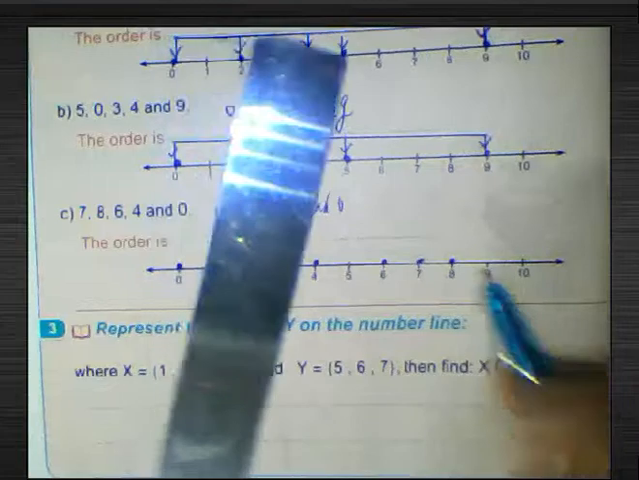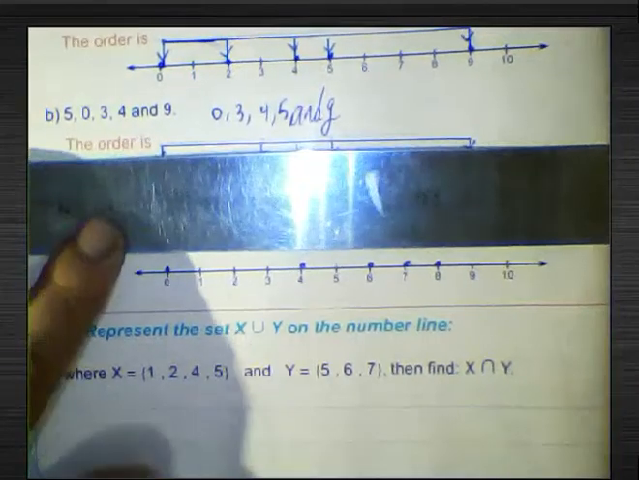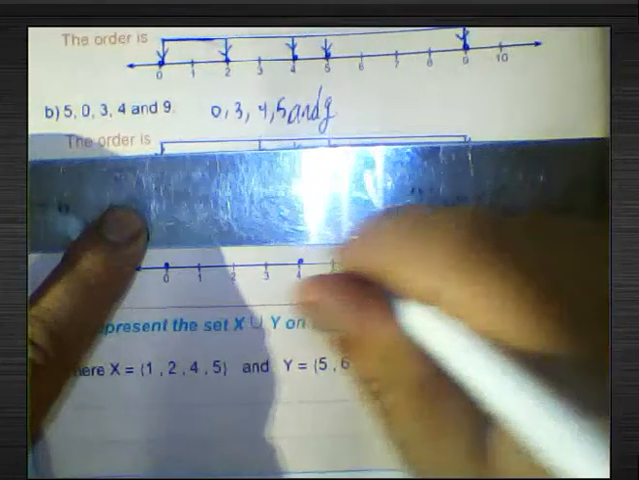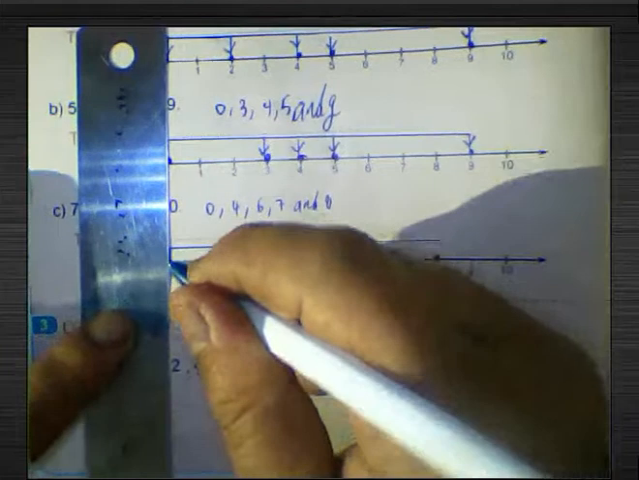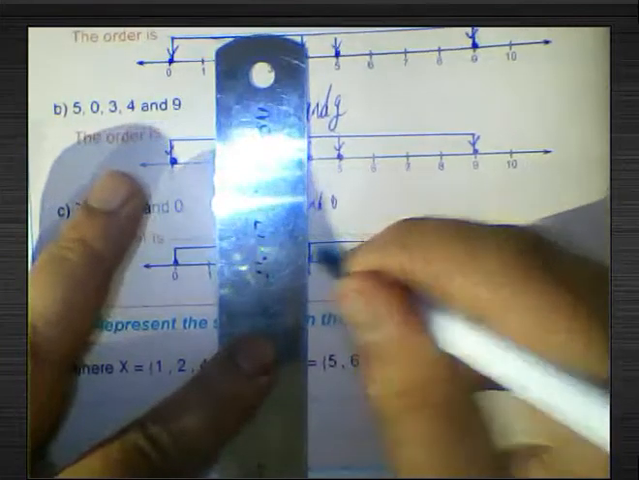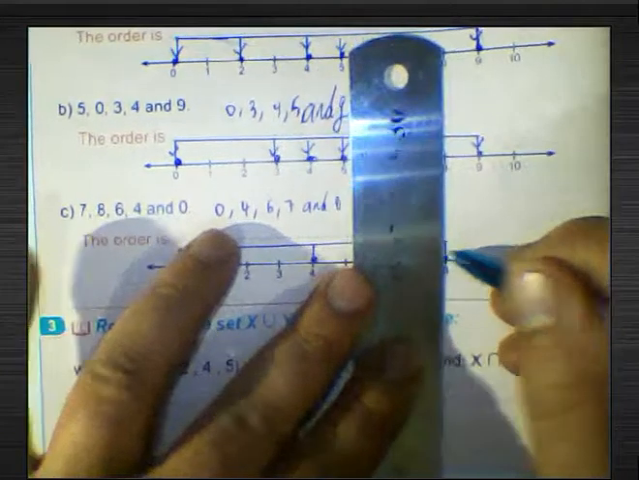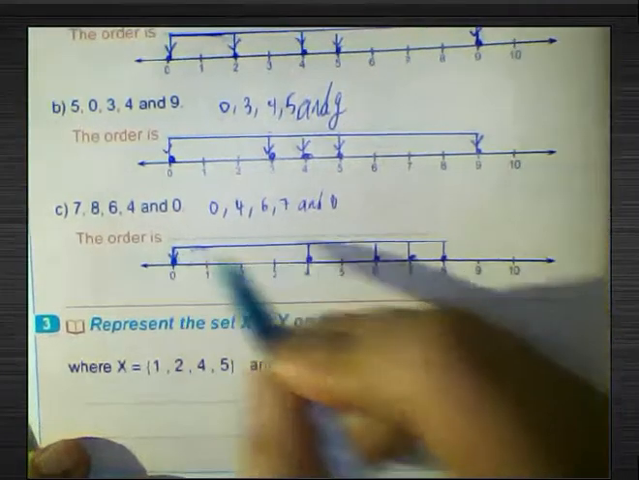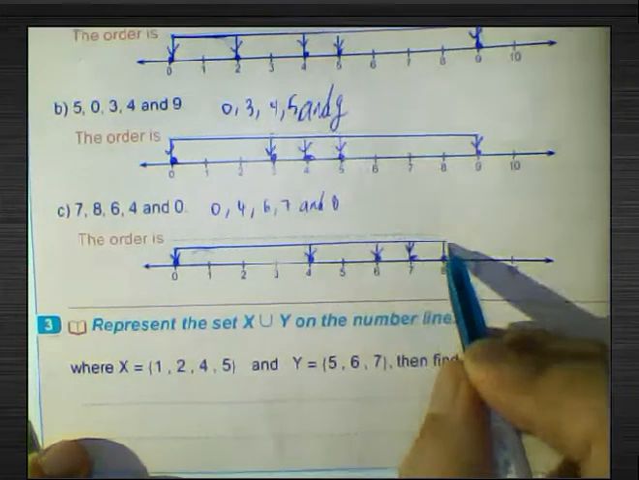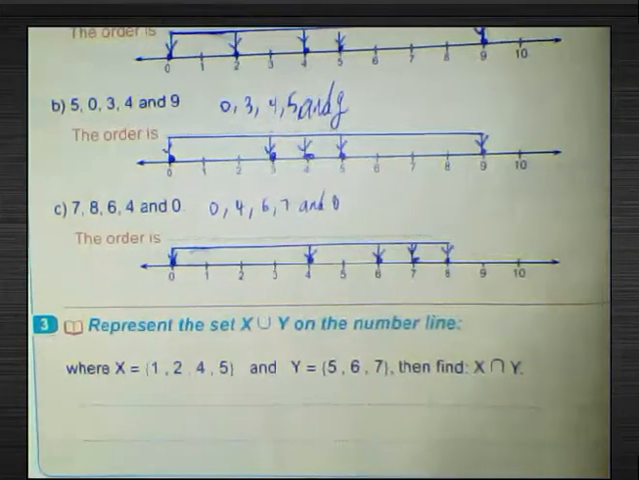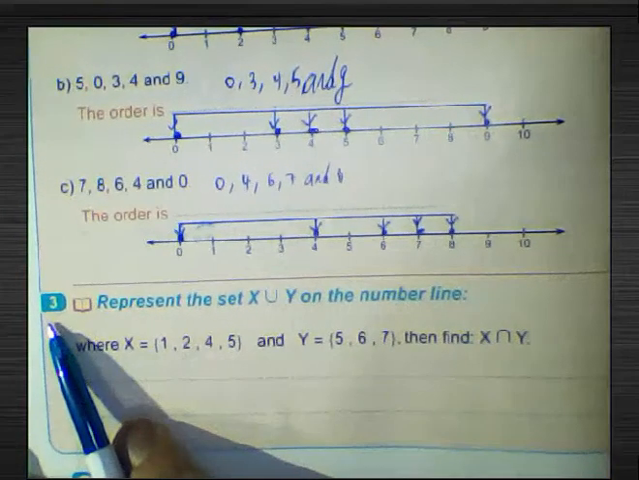And then draw with your ruler a straight line parallel to the limited points and drop a line segment here, and then you are finished with this example. Question number 3.